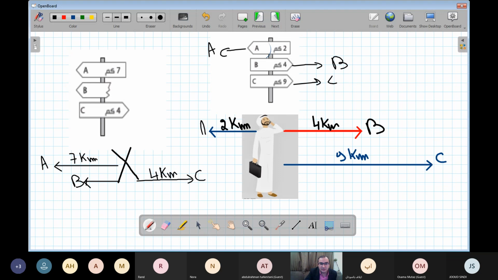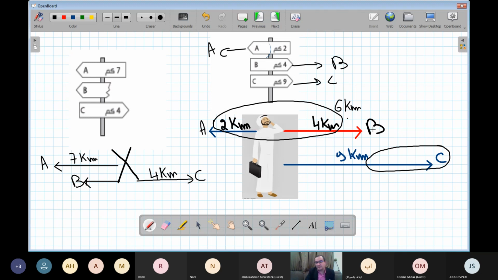Now here we have A. If we look at the first signpost, the distance between A and B is what? What is the number? The distance between A and B is 6 kilometers. And the distance between B and C? If we go 4 kilometers to the right, it took 4 kilometers, and if we move 9 kilometers also to the right, it took 9 kilometers. What is the distance between B and C? 5 kilometers.